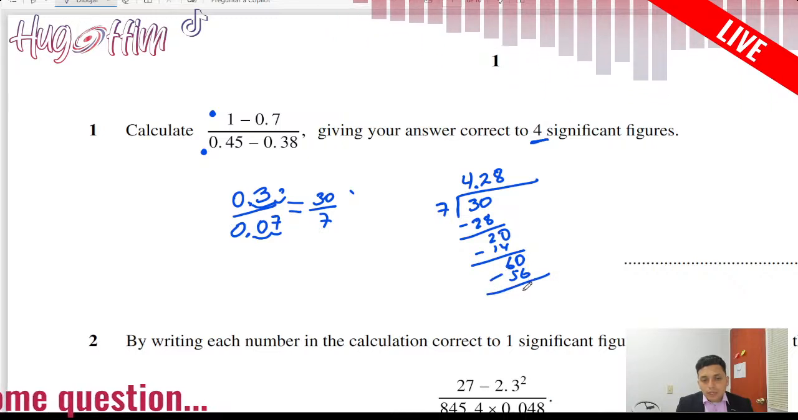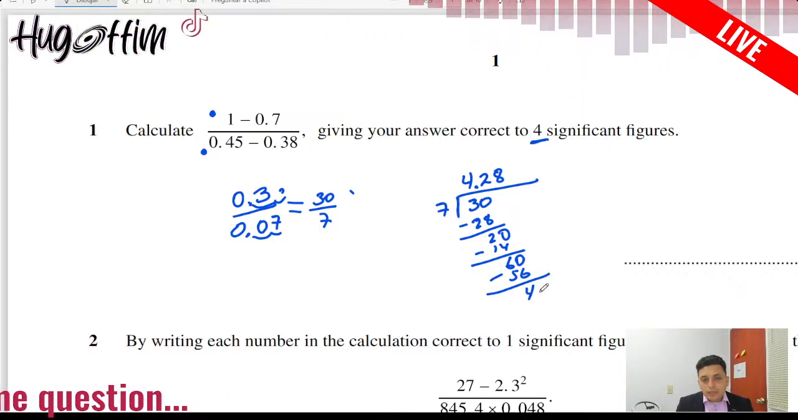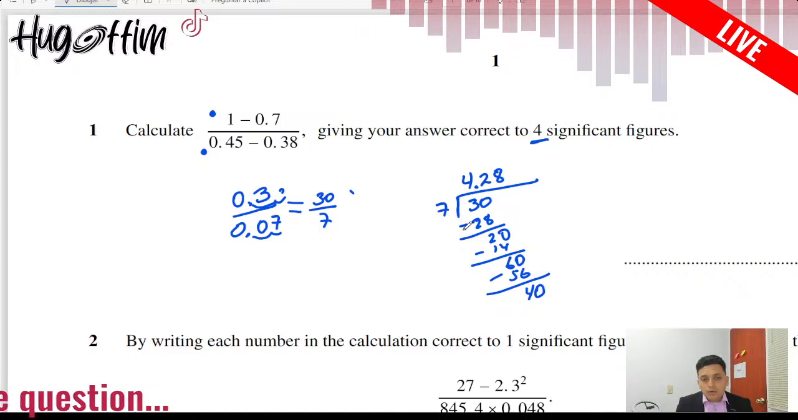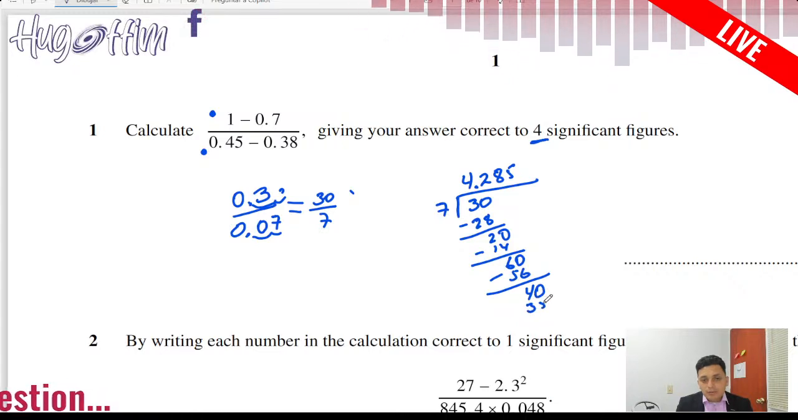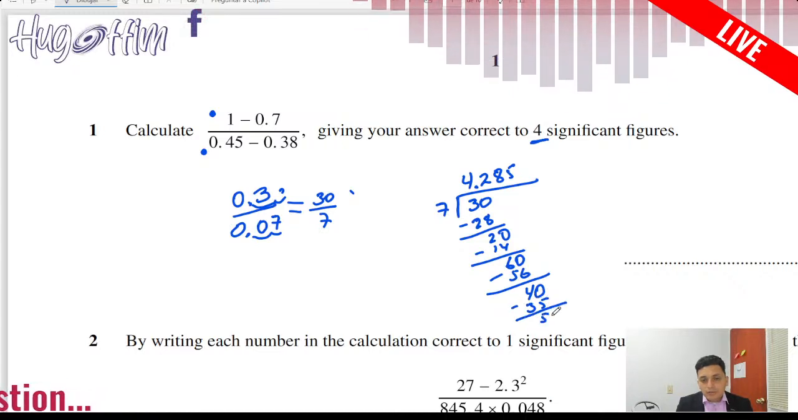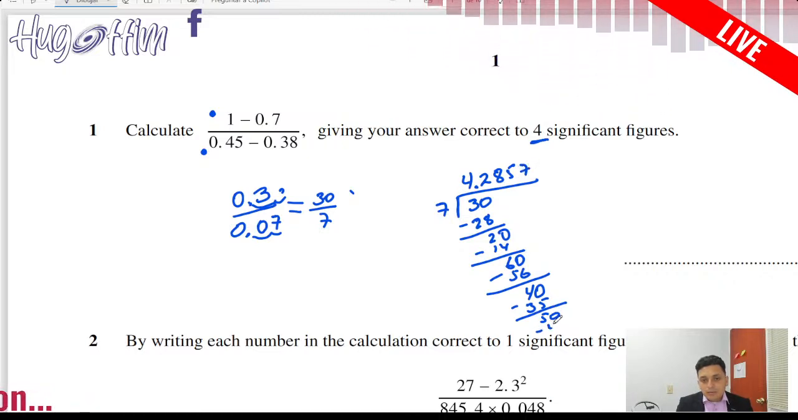So I'm going to subtract. I'm going to get 4. And this is going to be 40. 40 divided by 7 is 5. 5 times 7, 35. So I'm going to get 5. This is 50. And this is going to be 7, 49.